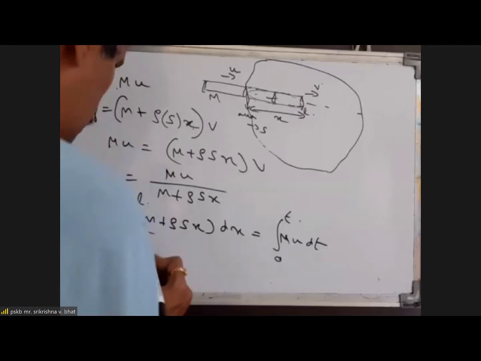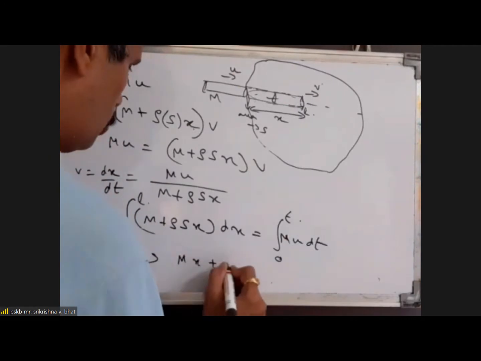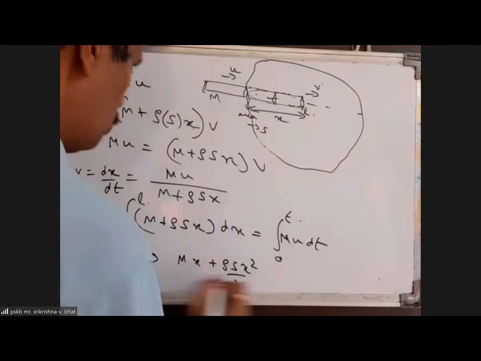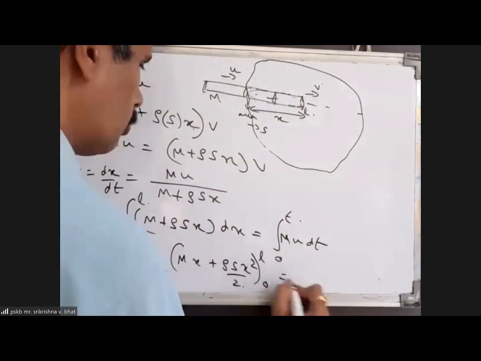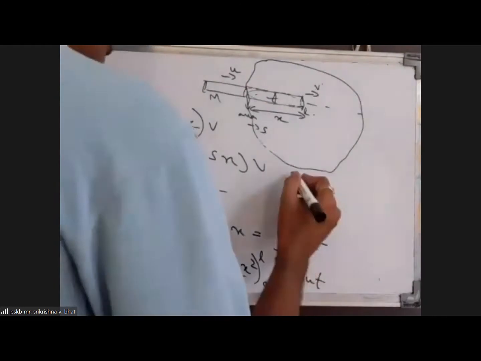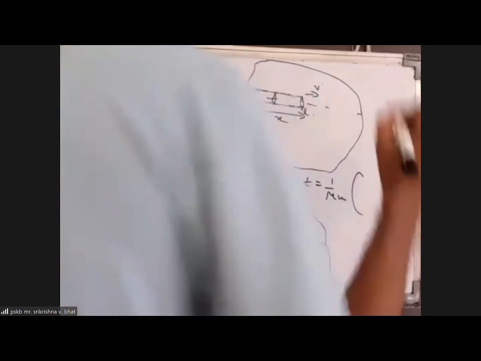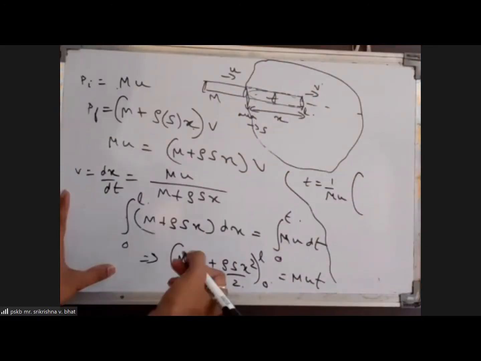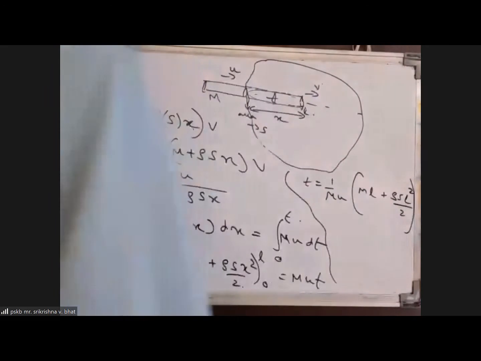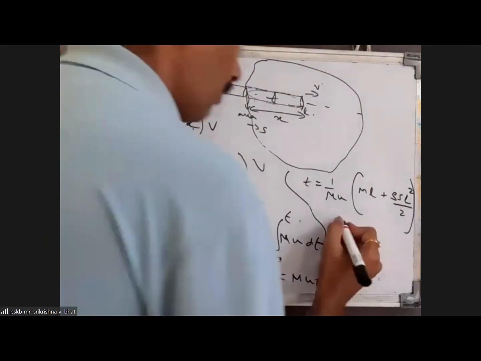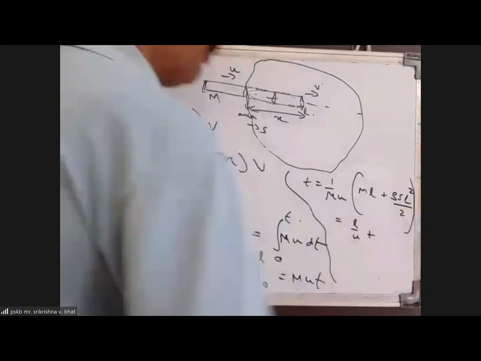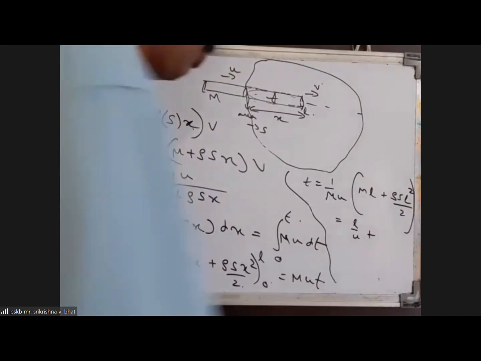So this is going to be m x plus rho s x square by 2, from 0 to L, that should be equal to mu into t. So we get t will be equal to 1 by mu into, substituting limits in this, m into L plus rho s into L square by 2. So it comes out to be equal to L by u plus the second term will be rho.